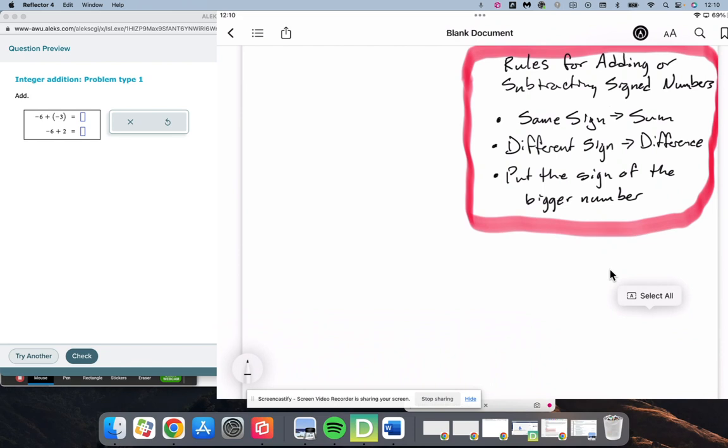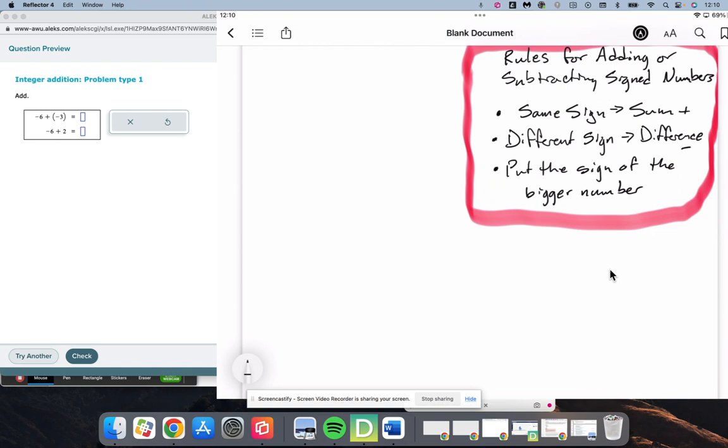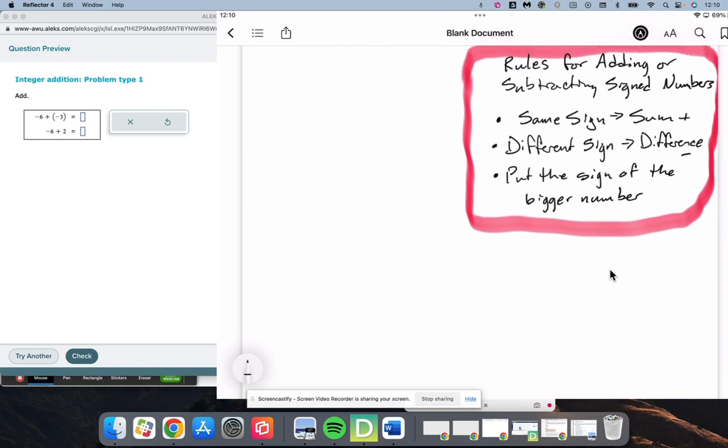If the signs are the same, you find the sum, which means to add them. If the signs are different, you find the difference, which means to subtract them. And then in the end of all this, you put the sign of the bigger number. By bigger, I do not mean, there's a difference between size and value. So for instance, -5 has less value than 2 does, but -5 is bigger than 2 is. And so when I say the bigger number, I simply mean the larger number, or the number with the larger absolute value. And so what we're going to do here is we've got -6 plus -3.